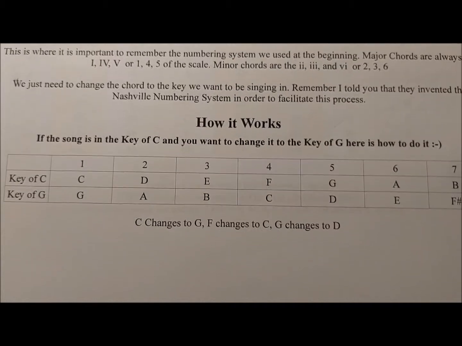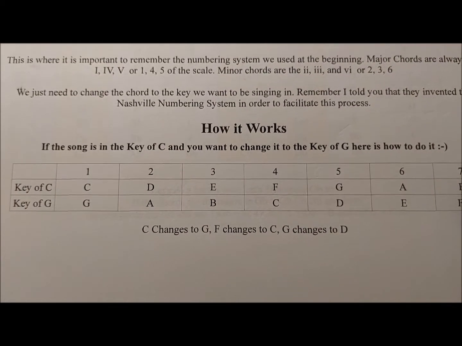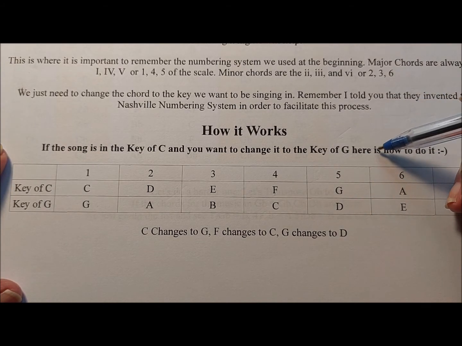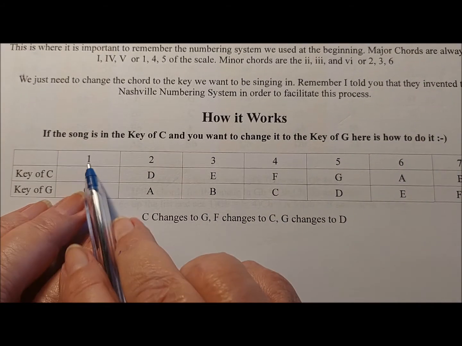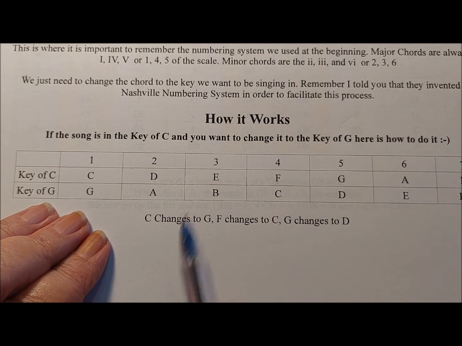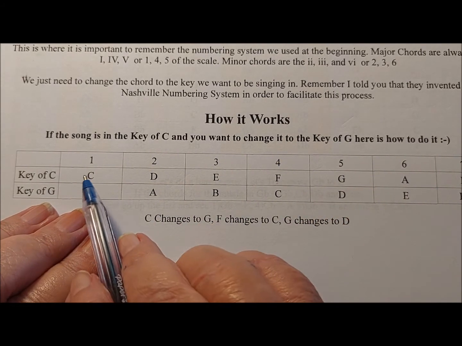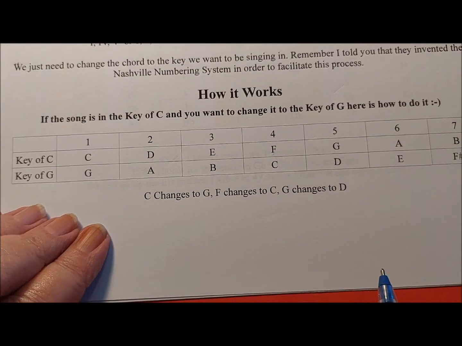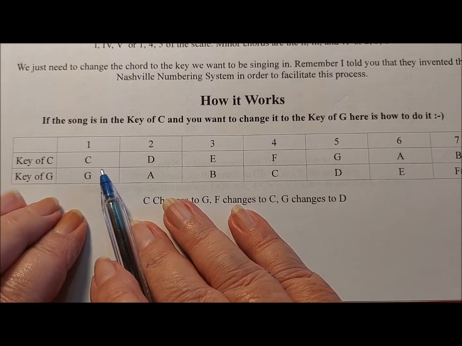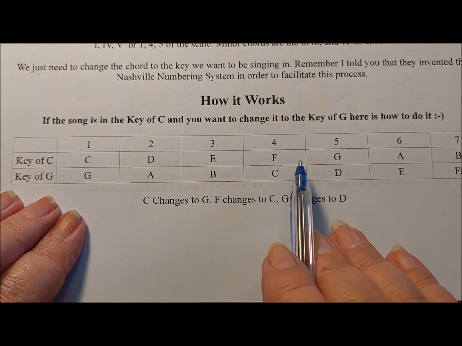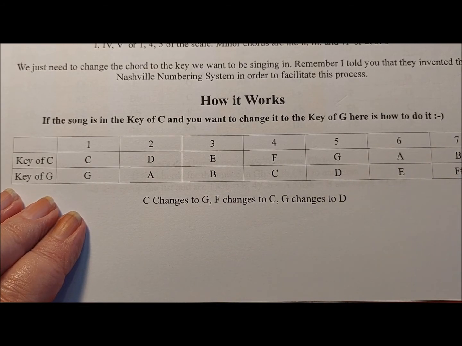So, how does it work? If the song is in the key of C and you want to change it, say, to the key of G, here's how you do it. C, remember I said know your numbers. 1, 2, 3, 4, 5, 6, 7. The 7 notes in the key of C are C, D, E, F, G, A, B. If I want to change it to the key of G, well, let's put the scale of G down there. G, A, B, C, D, E, F sharp. Right? Because there's 1 sharp.